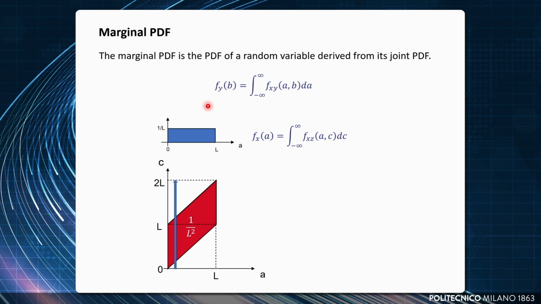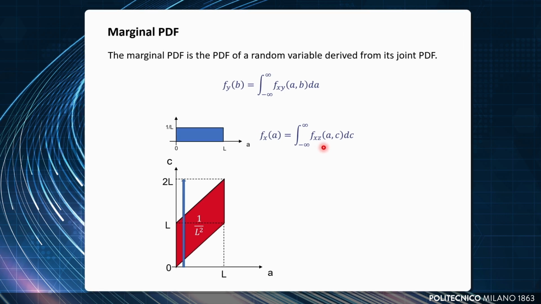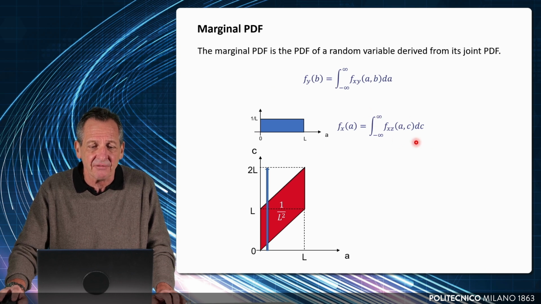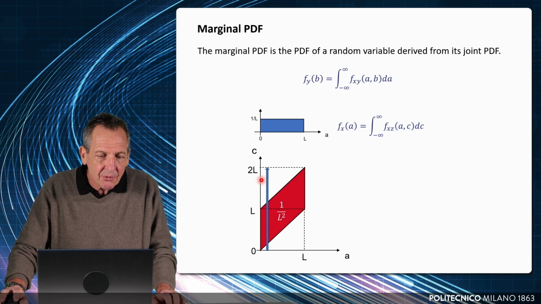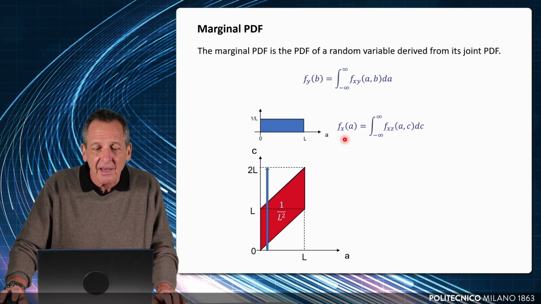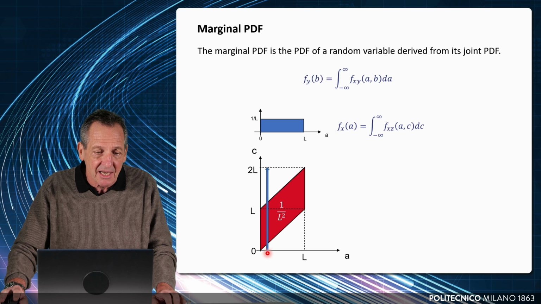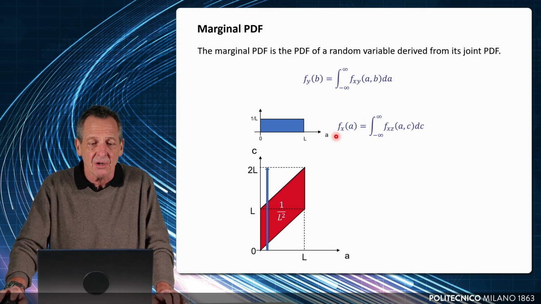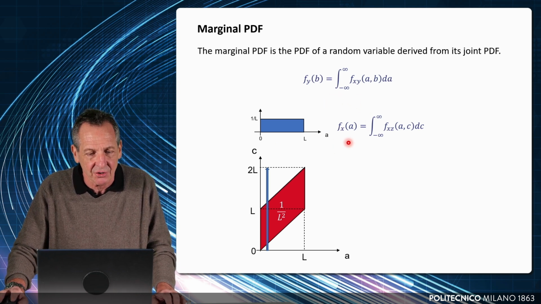We have z and x as random variables. We already computed the joint probability density function of x and z. Now, if we integrate this joint probability density function along c, that is, if we integrate along this axis here, what we obtain is the probability density function of x. And you see that by integrating along this axis, whichever is the value of a, we obtain just 1 over L, because there is a constant 1 over L squared integrated over L, it is 1 over L. And we obtain the constant value 1 over L from 0 to L. But we already knew that, because we already knew which was the probability density function of x.